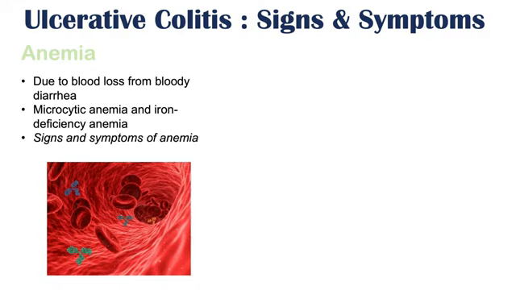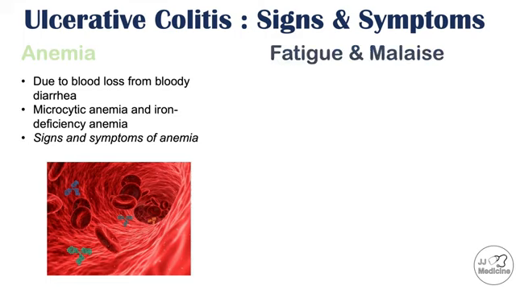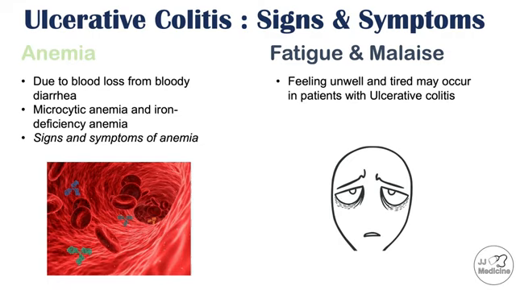And along with having anemia, patients will also have signs and symptoms of anemia. So fatigue, pallor, shortness of breath, and other signs and symptoms of anemia as well. If you want more information on signs and symptoms of anemia, please check out my lesson on that topic. Ulcerative colitis patients can also have fatigue and malaise, so they often can feel unwell and tired, and this can occur in patients with ulcerative colitis due to that chronic inflammation within the large intestine. It is a chronic inflammatory state, so it's going to cause patients to have feelings of being unwell and tired. And the anemia is also going to contribute to this feeling of fatigue as well.